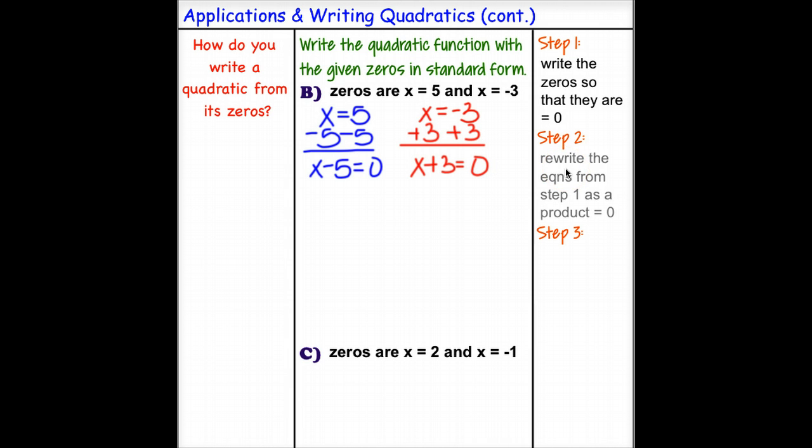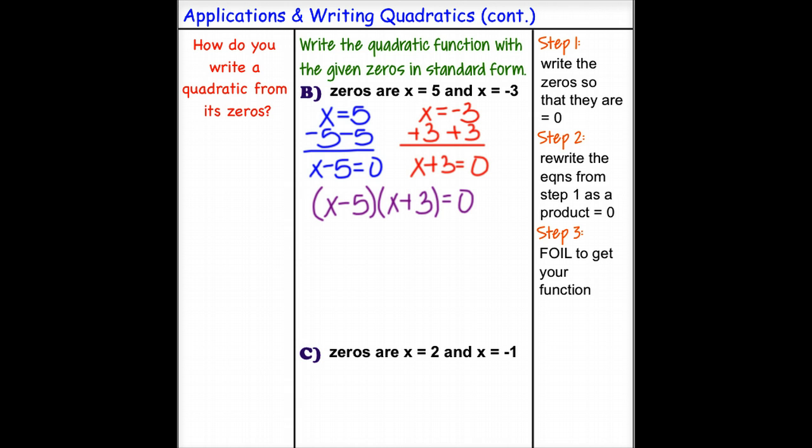Our next step will be then to rewrite the equations from step 1 as a product equal to 0. And that's simply taking these two equations and putting them into factored form. So we have the product of x minus 5 times x plus 3, both equal to 0 as a product. So now we're in factored form, and we just have one more step, which is to FOIL it to get your actual final function.